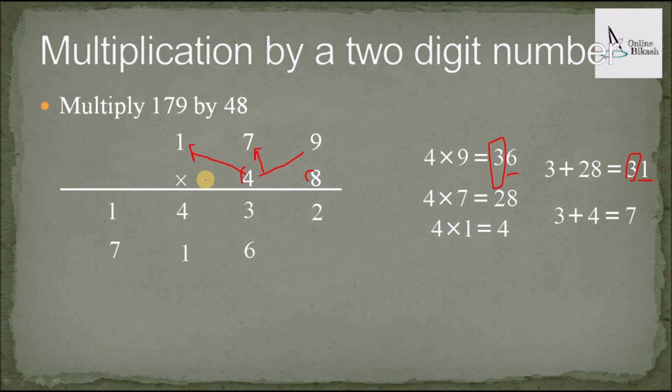And now we will add this. Remember, my friend, my student, we have already left this space. Now 2, then 3 plus 6 is what? 9. 4 plus 1 is what? 5. 7 plus 1 is 8. So in this way we have got the result, 8592.